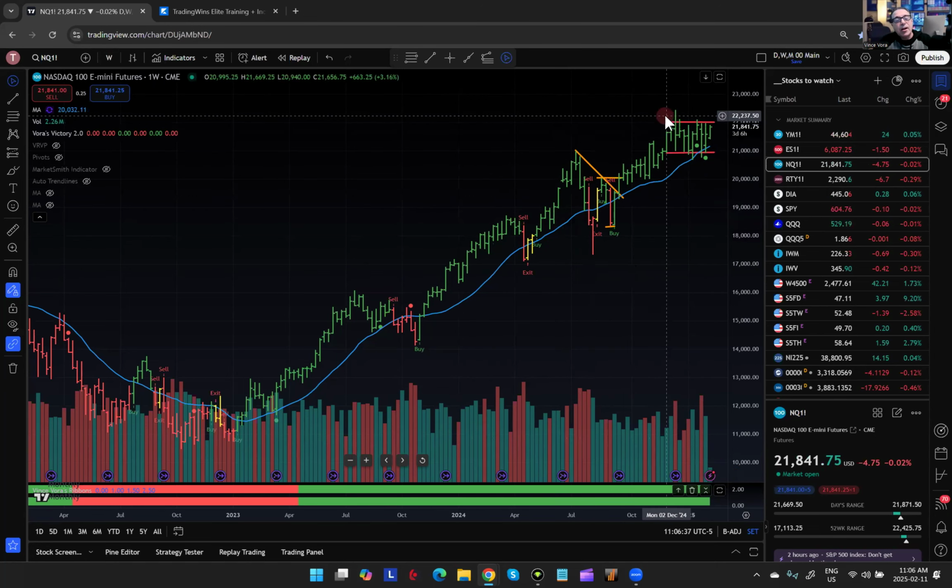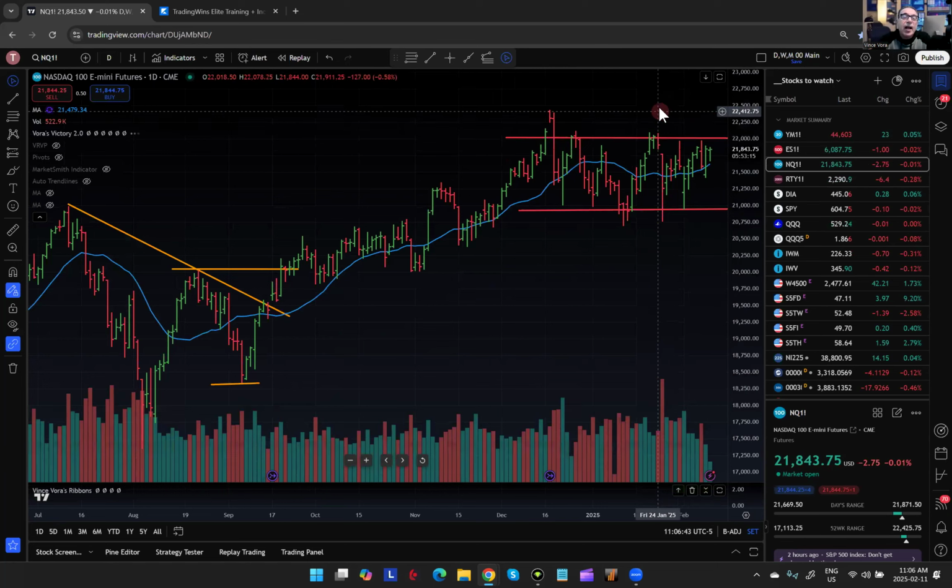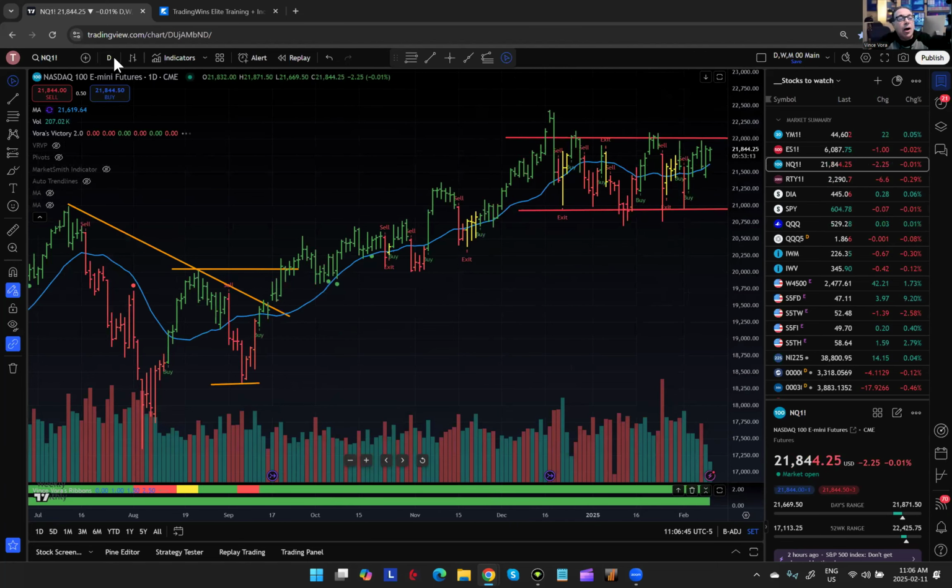So again, I look for trend, I look for momentum, and I start with the higher time frame and move backwards. And then I take my entries off the daily chart, which we're looking at now. And this is the chart of the NASDAQ 100. And you can see it's been in a very defined channel for many weeks here. And we're very close to the highs.